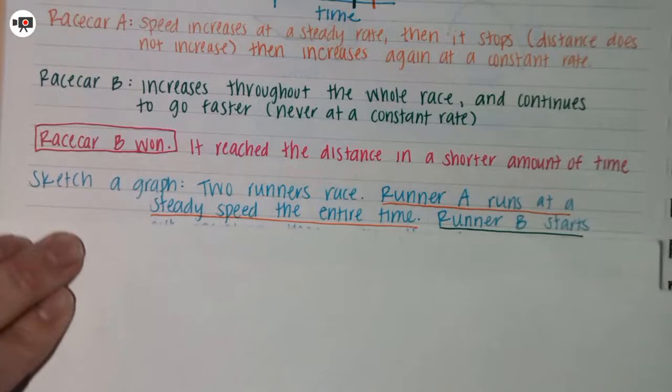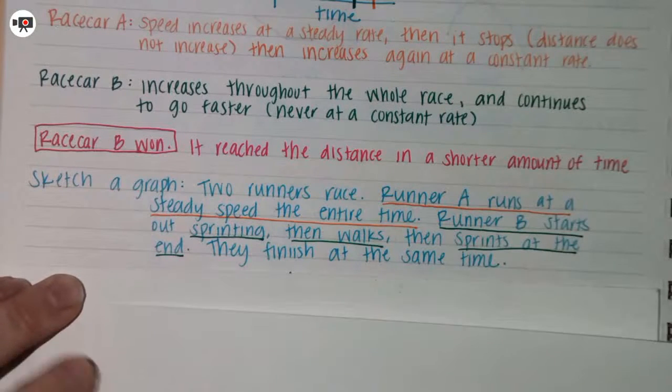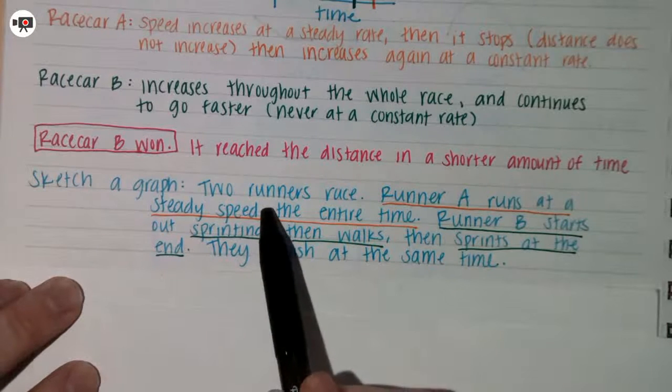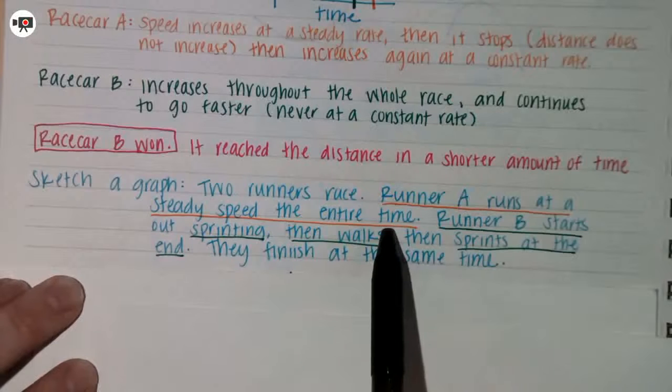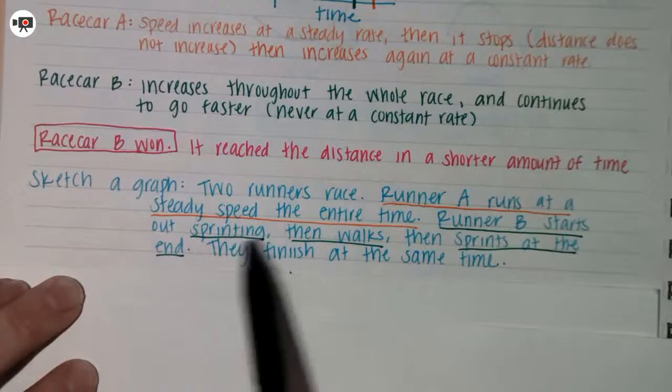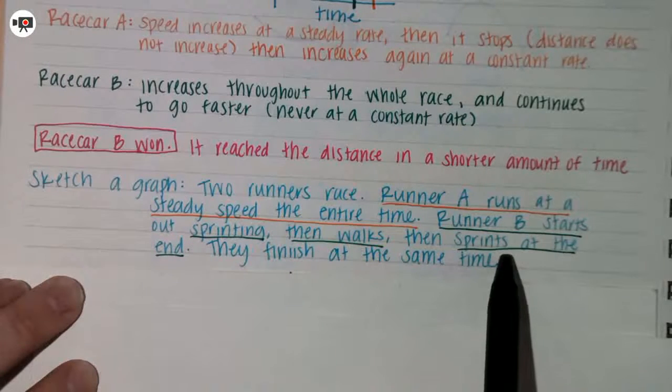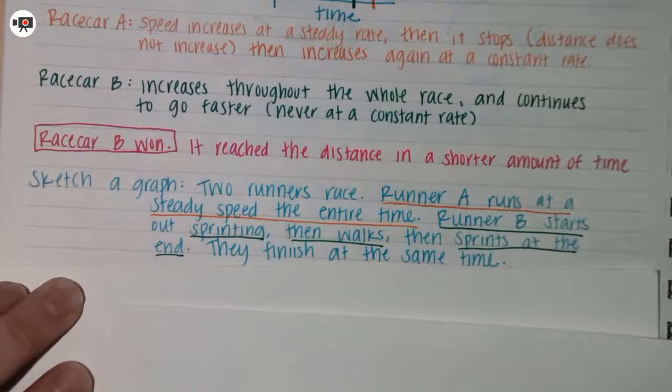Alright, and one more example. We are going to sketch the graph. So we have two runners. Runner A runs at a steady speed the entire time, and runner B starts sprinting, then walks, then sprints at the end. They finish at the same time.